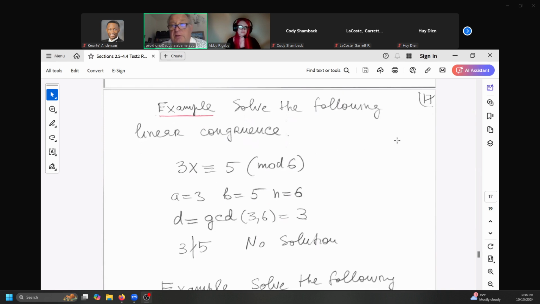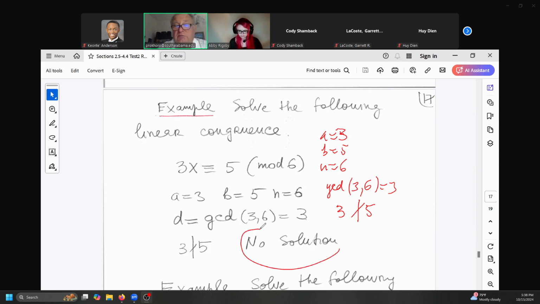It's right there. So no solution. What we get? A equals 5, A equals 3, B equals 5, N equals 6. Greatest common divisor of 3A and 6N is 3. But what we'll see, 5 is not divisible by 3. So what is the answer then? What is the conclusion? No solution. No solution. Okay.